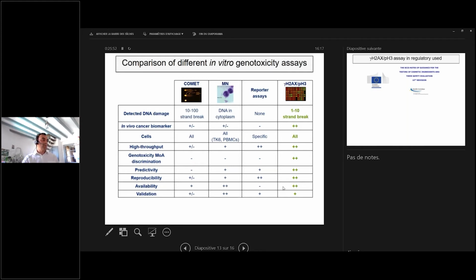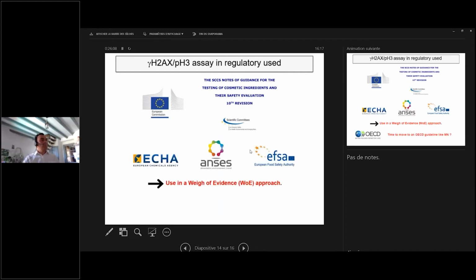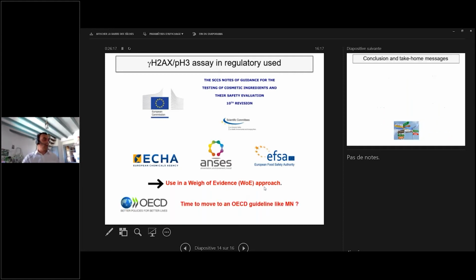And at the moment, we have some discussion for this validation at a different level. You can check that SCCS is now in the last revision, and it could be used for ECHA and CSO or as a weight of evidence approach. And I think maybe we could have to discuss to go to OECD guideline like for micronuclei.